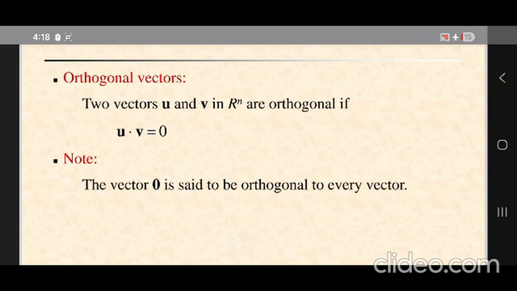Orthogonal vectors. Two vectors u and v in R^n are orthogonal if u dot v equals 0. If the dot value is 0, then the two vectors are orthogonal. Note: the zero vector is said to be orthogonal to every vector, because the dot product of the zero vector with any other vector is 0.